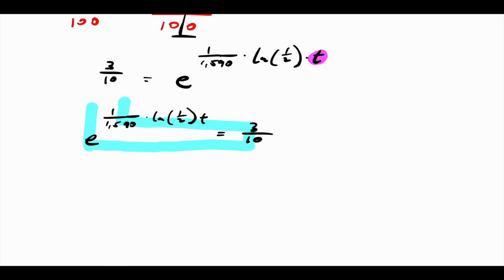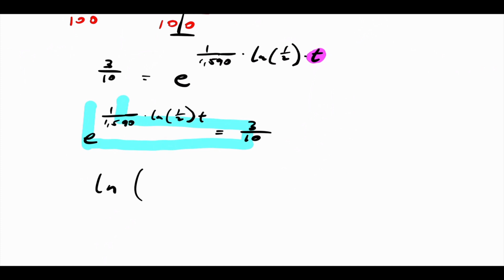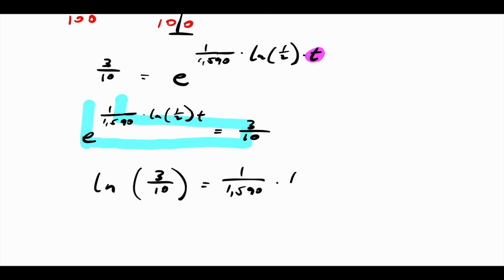So the log of e, which is natural log, right, of 3 over 10 equals 1 over 1,590 times the natural log of 1/2 times t. Now t is back down to Earth. Now we can solve for it.